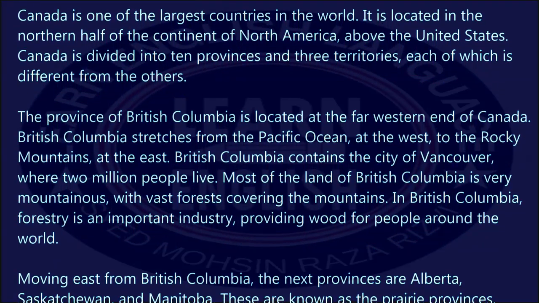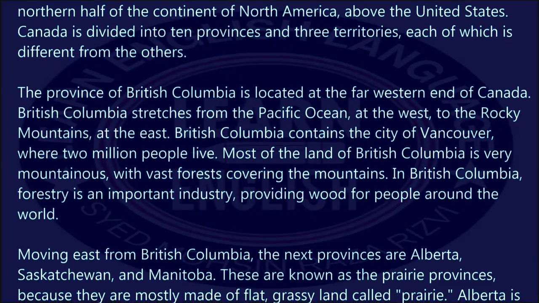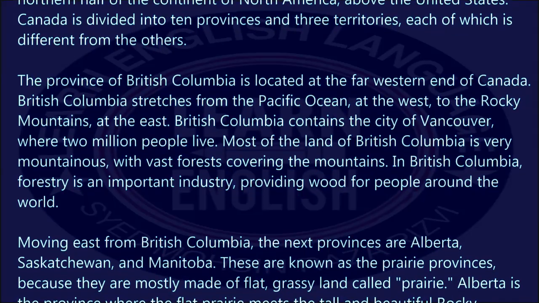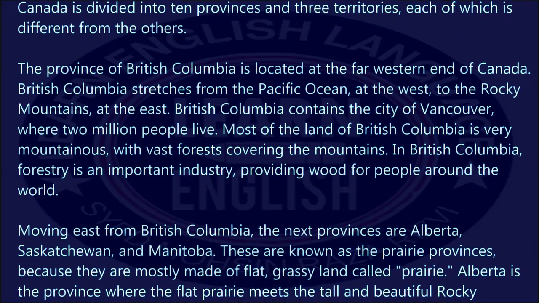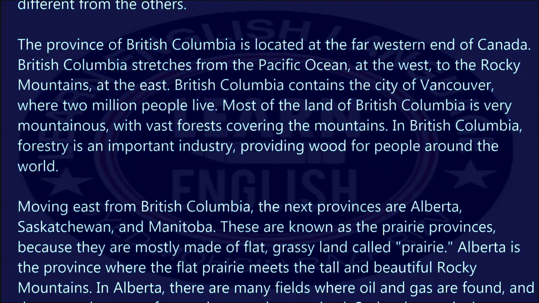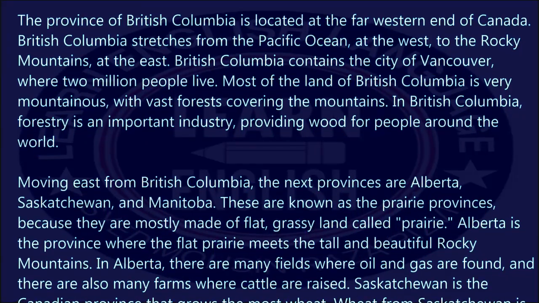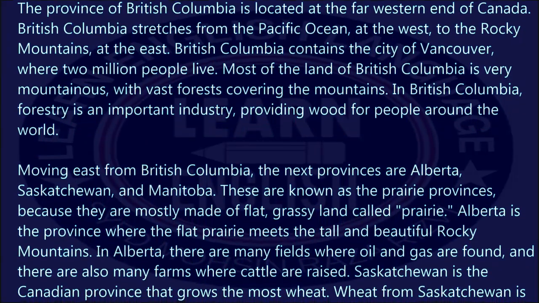Moving east from British Columbia, the next provinces are Alberta, Saskatchewan, and Manitoba. These are known as the prairie provinces because they are mostly made of flat, grassy land called prairie. Alberta is the province where the flat prairie meets the tall, beautiful Rocky Mountains.